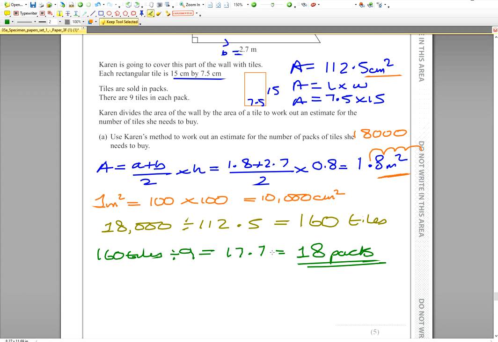Then the question is to use the count method to work out an estimate of the number of packs. So what's the answer? 18 packs. Are we happy with that answer? Yes. Let's move on.